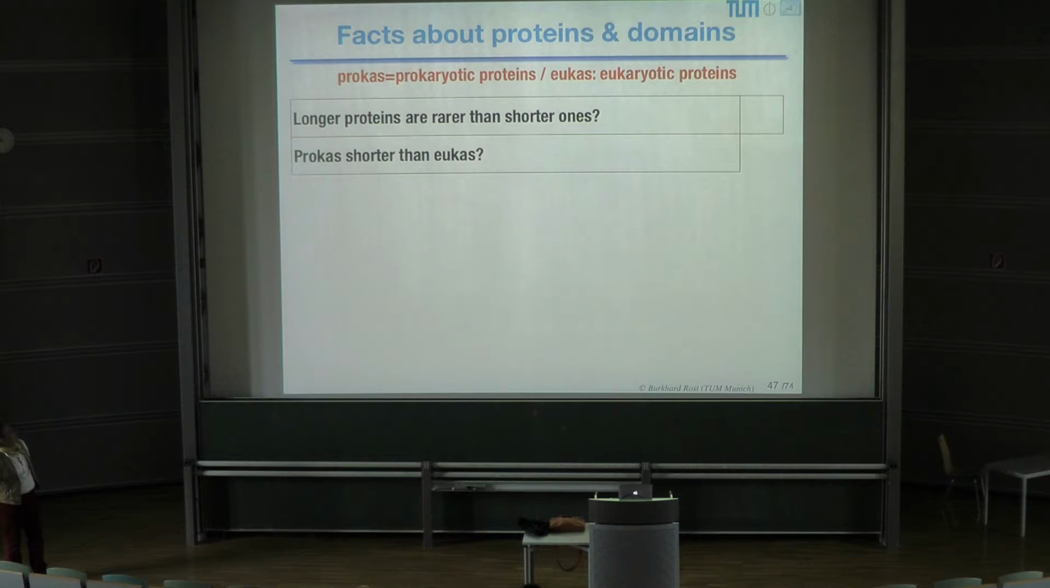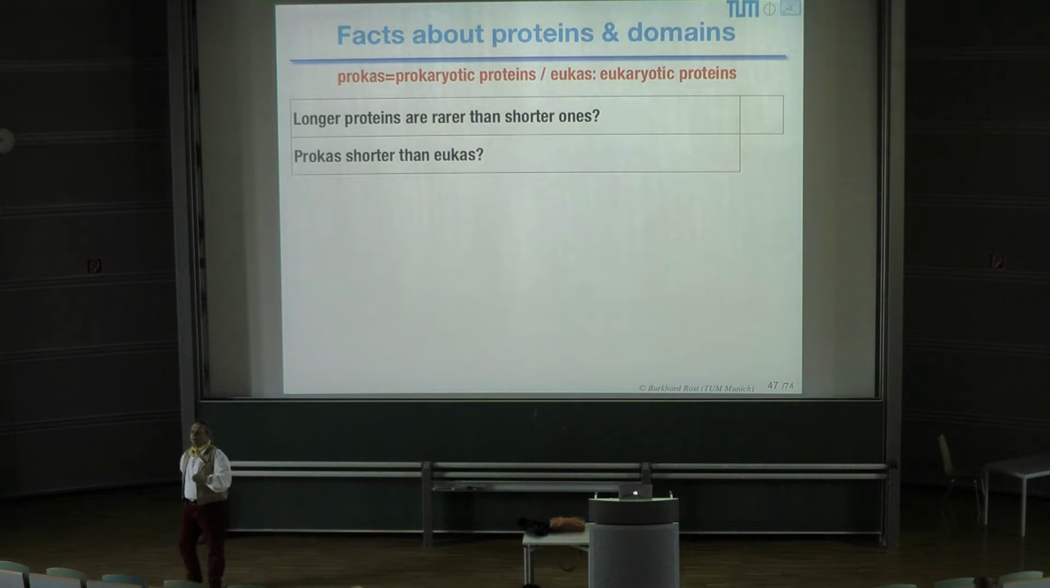here are two statements. Longer proteins are rarer than shorter ones, and prokaryotic proteins are shorter than eukaryotic proteins. Any opinion on the first and second statement? Well, the first statement I implicitly already said: the very long proteins are the exception. Yes, you have 5% or something like that, but still 5% is less than 100, so the first is clear.